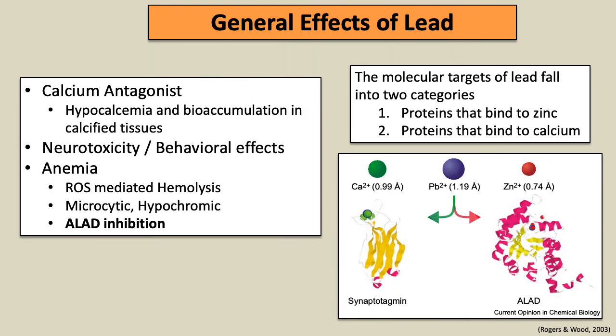The general effects of lead toxicity can be broken into two categories depending on the molecular target of lead. One, it can be proteins that bind to zinc, or two, proteins that bind to calcium. These two are largely affected by lead, and that's because they're all cationic divalent metals. Zinc and calcium, however, are biologically needed for regular function, while lead is not. And so lead kind of hijacks these natural pathways to gain entry into the body, which leads to these competitive interactions. So, one of the effects that we see from lead toxicity is calcium antagonism. This leads to hypocalcemia and leads to bioaccumulation in calcified tissues, so things like bones and teeth.